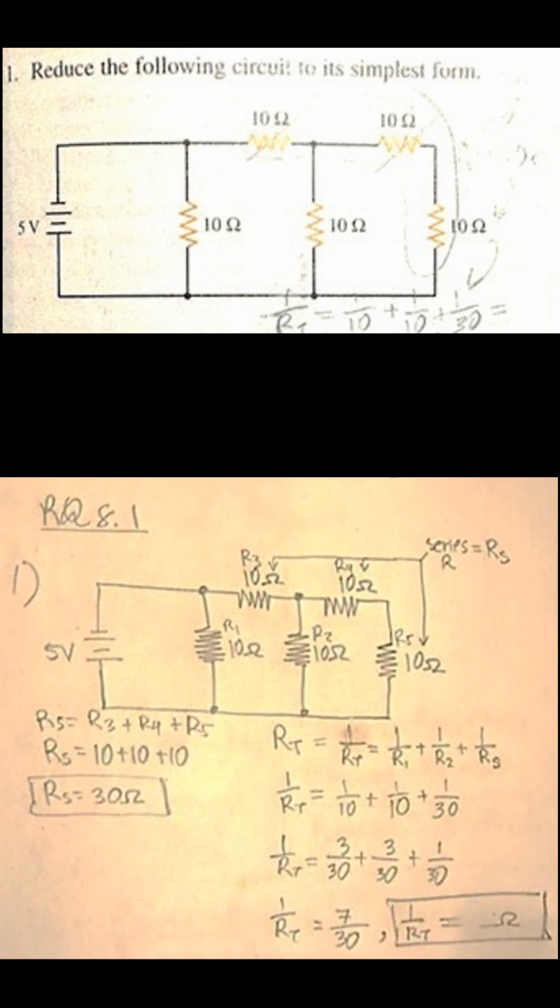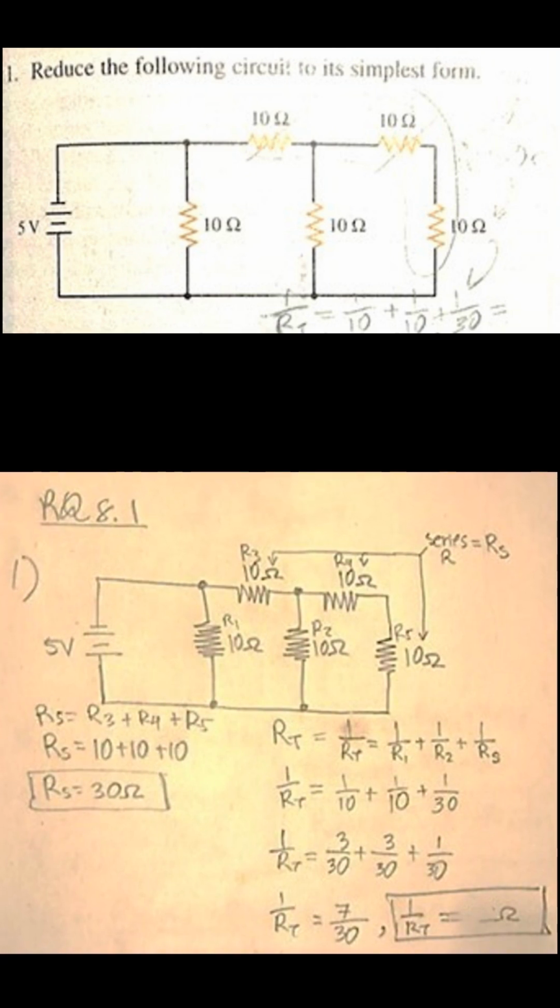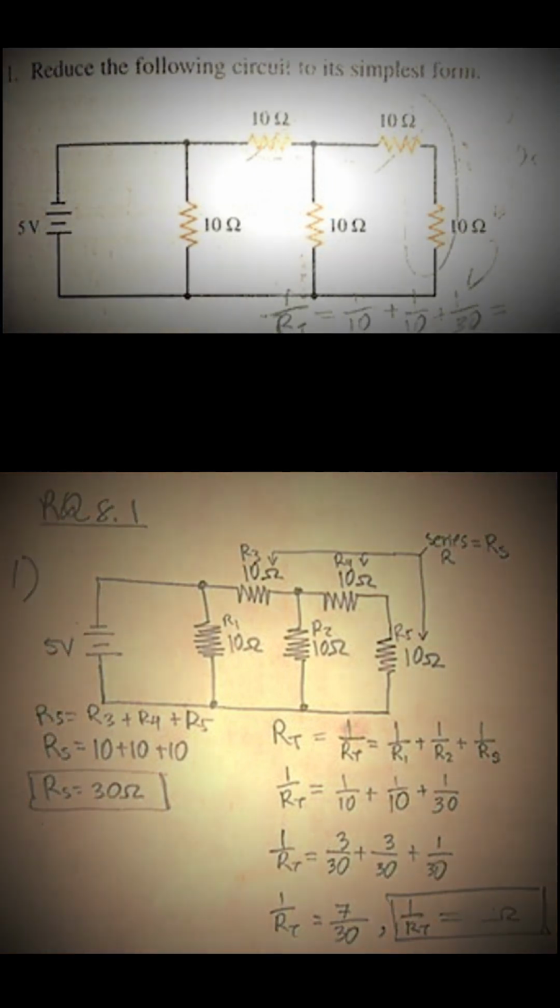Now we can use the formula for resistance for parallel circuits, which is our reciprocal formula. So we can say 1 over RT equals 1 over R1 plus 1 over R2 plus 1 over R3. In this case being 1 over 10 plus 1 over 10 plus 1 over 30. When you add that, you get 7 over 30, or 7 divided by 30. However, remember that we must get the reciprocal of that, and the reciprocal of that is 4.28 ohms.